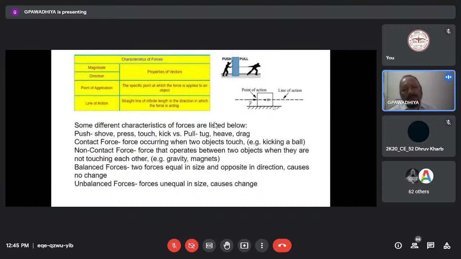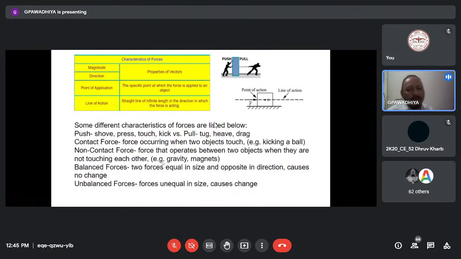That force, when you are pushing, there are two objects. One is this person and another is this box. So between the two, there is an interaction. Between this man and the box, there is an interaction. That interaction is because of this contact, because of this touch. So we call these kind of forces contact forces.